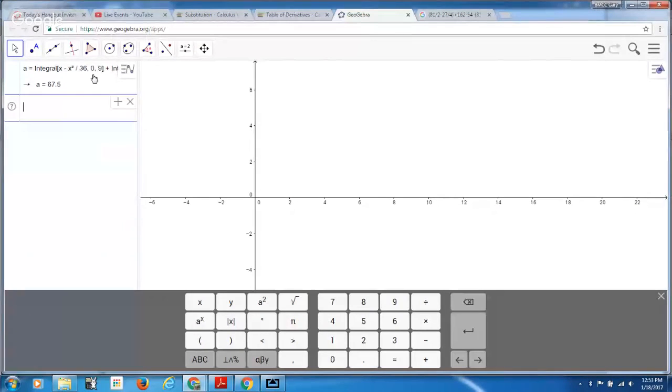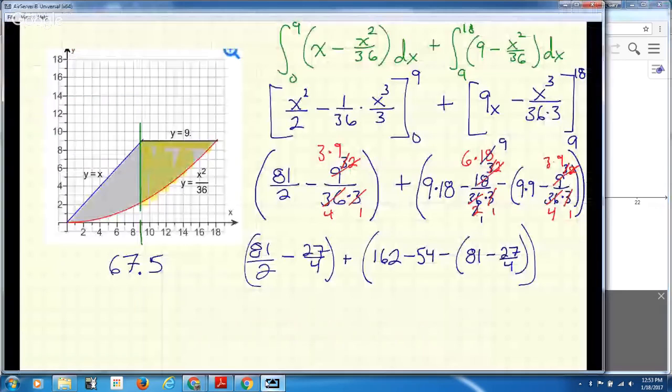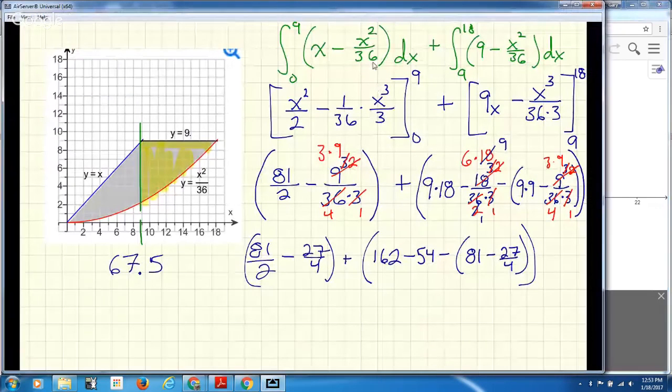Now, it doesn't show me any work in between, so GeoGebra is a good place to check your work. But on a test or on a quiz, I'm going to want to see a whole bunch of work. And so I'm going to need to see stuff like this, antiderivatives evaluated, and then whip out your calculator.